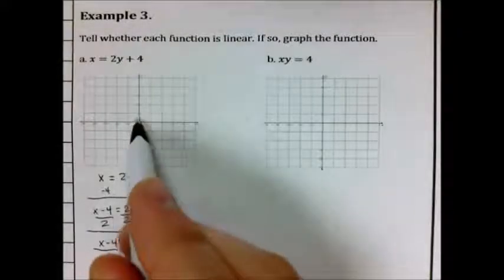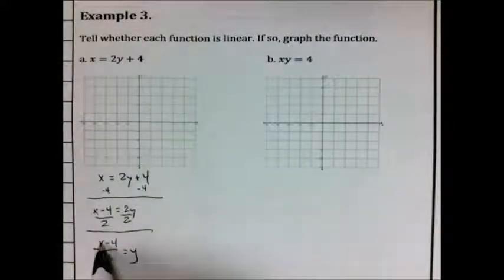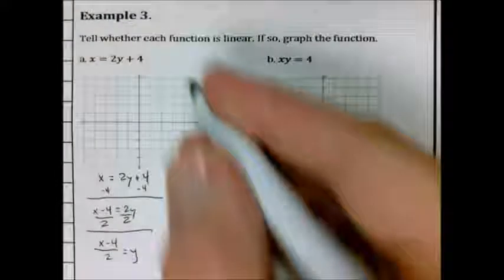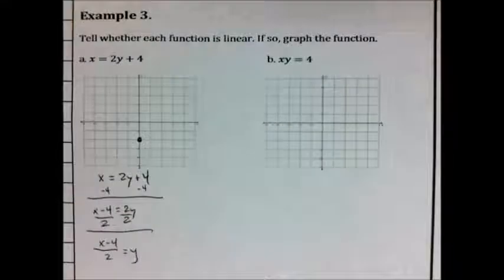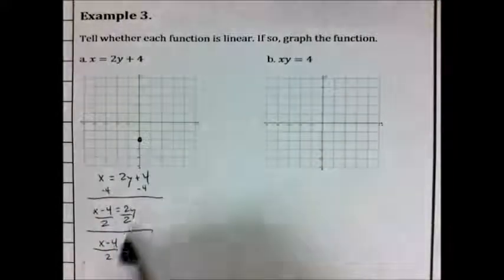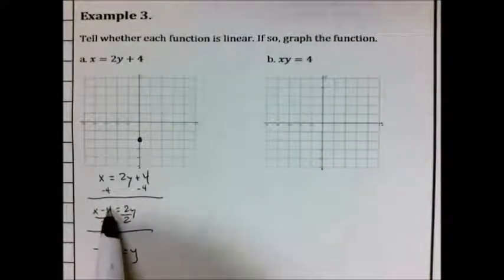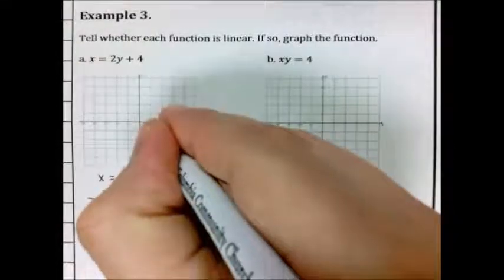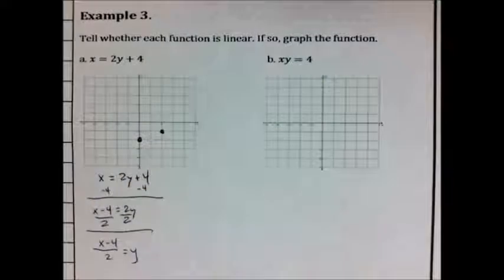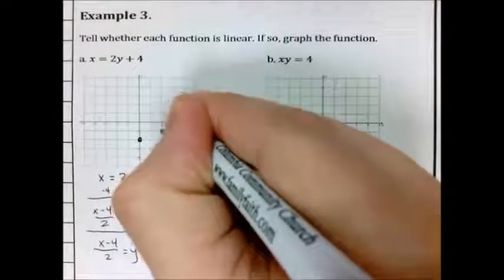Let's start with 0. If x is 0, 0 minus 4 is negative 4, and negative 4 divided by 2 is negative 2, which means we're at this point here on the graph. Let's try x being 2. 2 minus 4 is negative 2, and negative 2 divided by 2 is negative 1, so we're at this point right here. And we'll try 4 as well. 4 minus 4 is 0, and 0 divided by 2 is just 0, which means that if x is 4, y has to be 0.